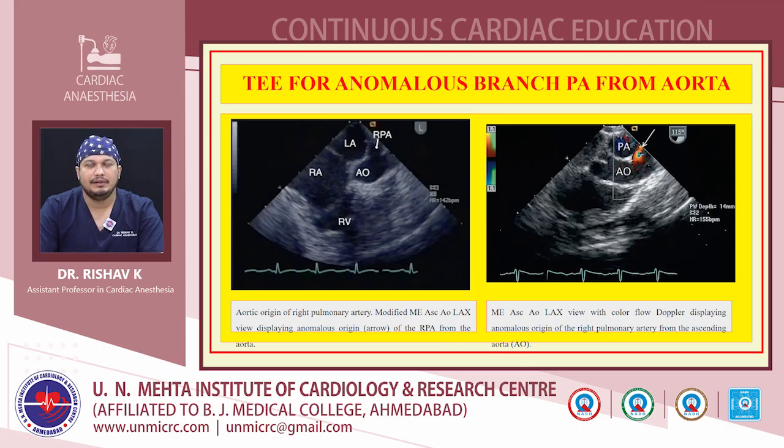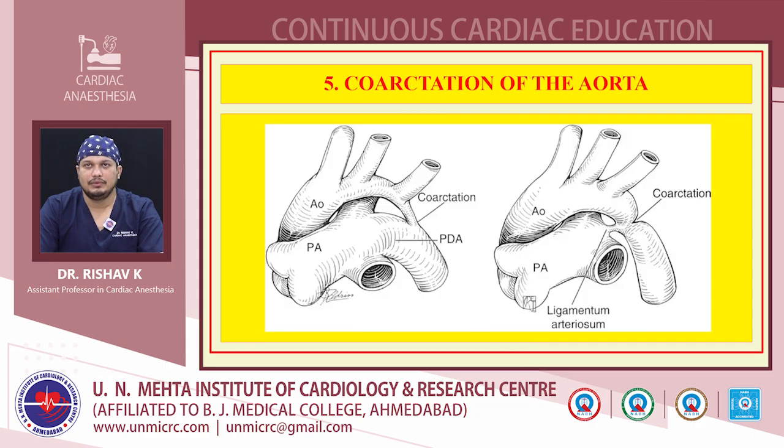These are some of the relevant TE images. So on the left we can see that there is an abnormal aortic origin of the right pulmonary artery. We can clearly see in this view, a modified mid-esophageal ascending aortic long axis view, the anomalous origin of the RPA from the aorta. And also this same mid-esophageal ascending aortic long axis view with color flow Doppler shows the presence of abnormal flow between the two vessels.